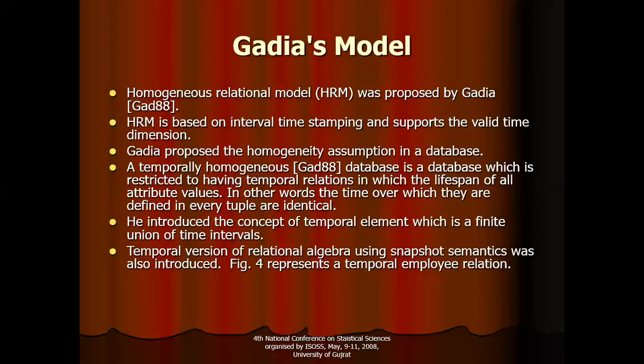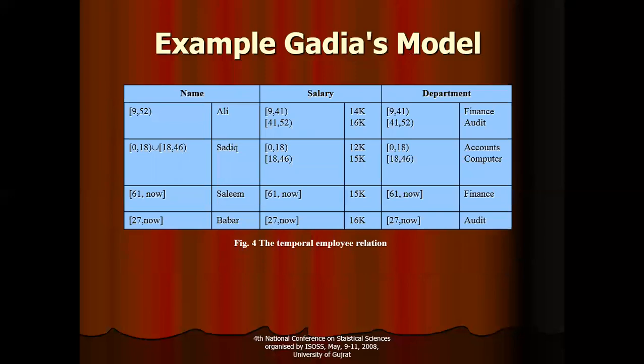For example, we have 1 comma 2, we have 3 comma 4, we have 2 comma 4, we have 3 comma 5. So these are various intervals. So we want to keep those snapshots available on various intervals. So that is the representation of the Gadia model, and you can see the representation of the relation in the Gadia model.